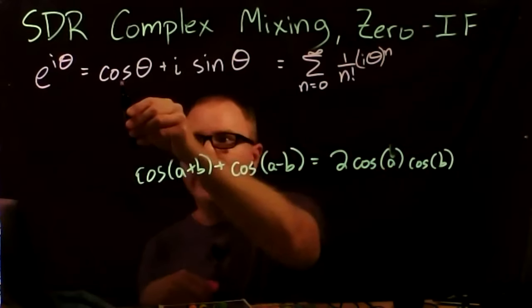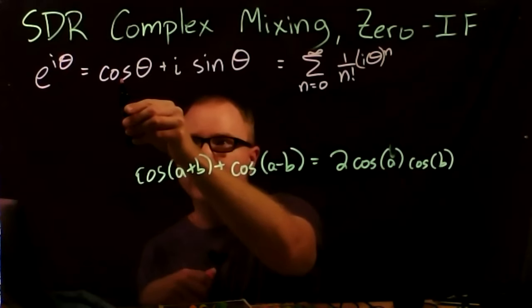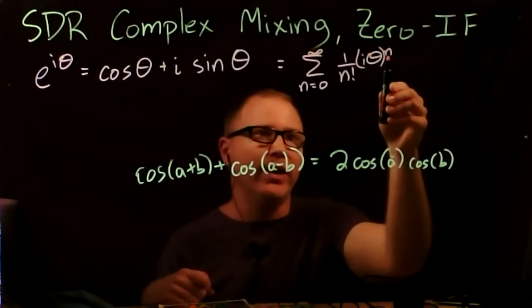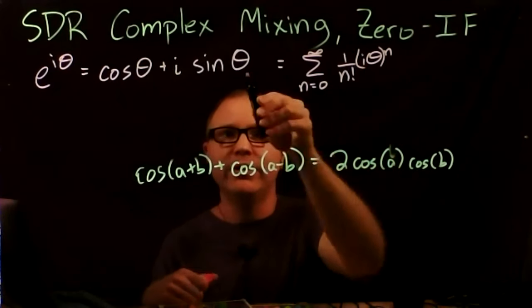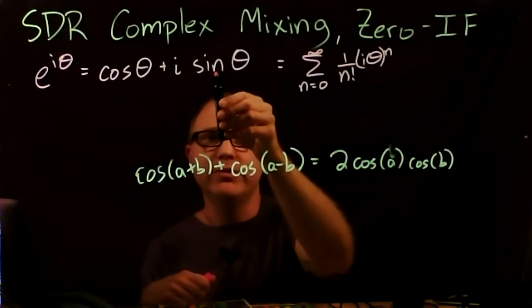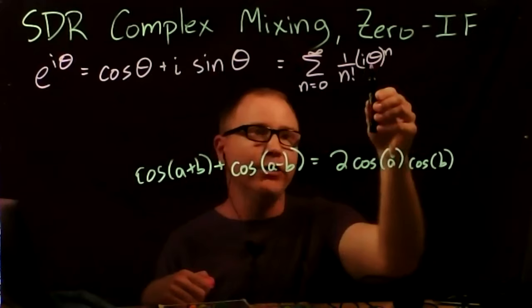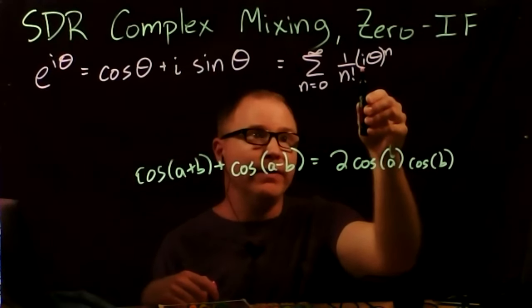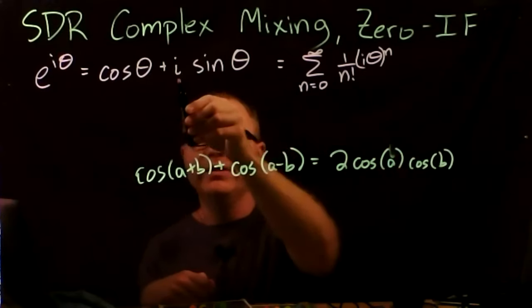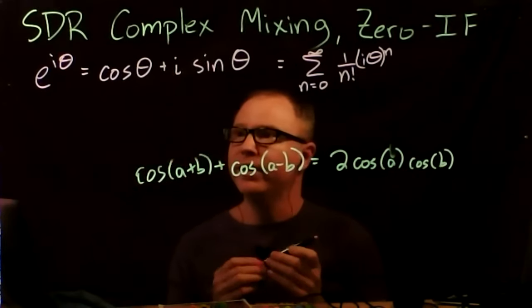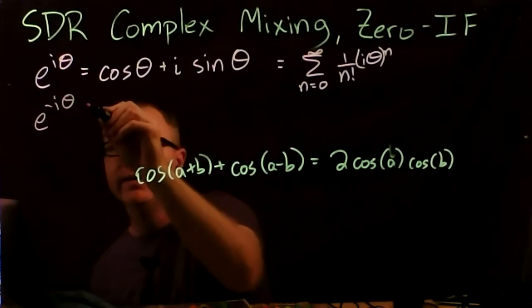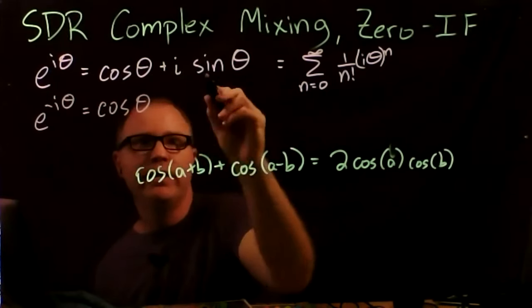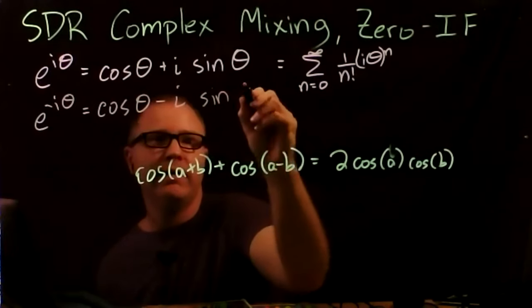And if you remember what the Taylor expansion for cosine is, it contains only the even terms, and they alternate in sign between positive and negative. Similarly, sine contains only odd terms, and they also alternate in sign. And here, all the odd terms are going to be i or negative i. So if you factor out that i, you get Euler's formula. And I can write e to the minus i theta. Cosine is even, so that's just cosine theta. Sine is odd, so this is minus i sine theta.